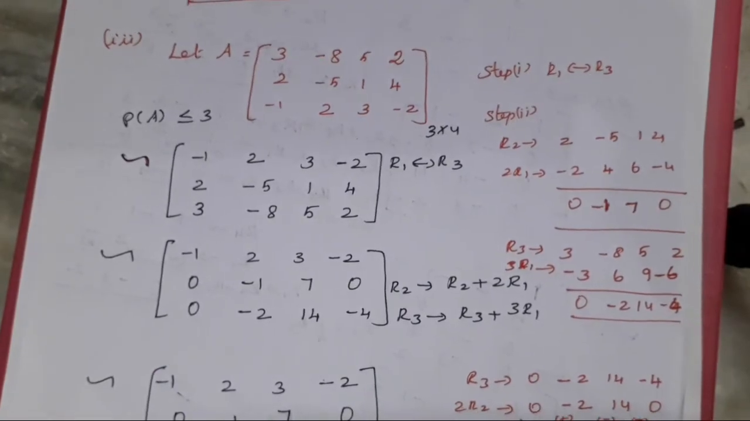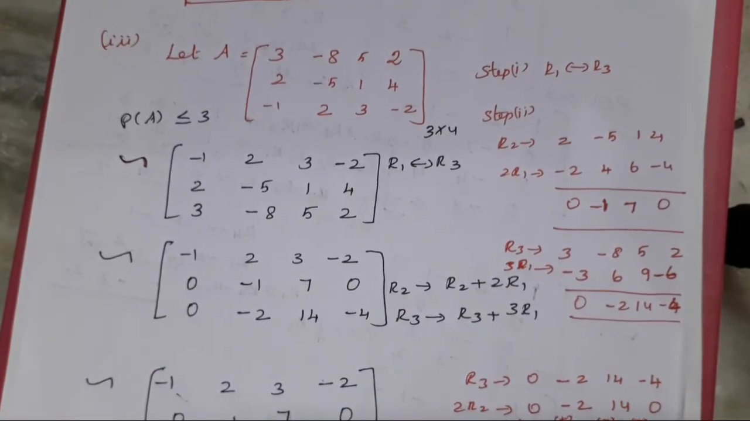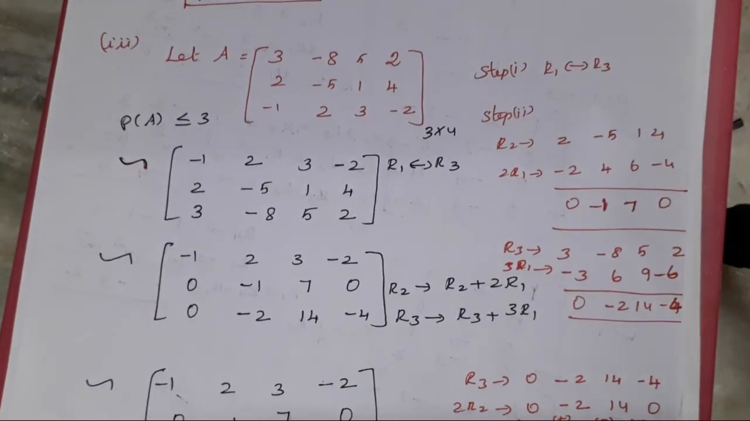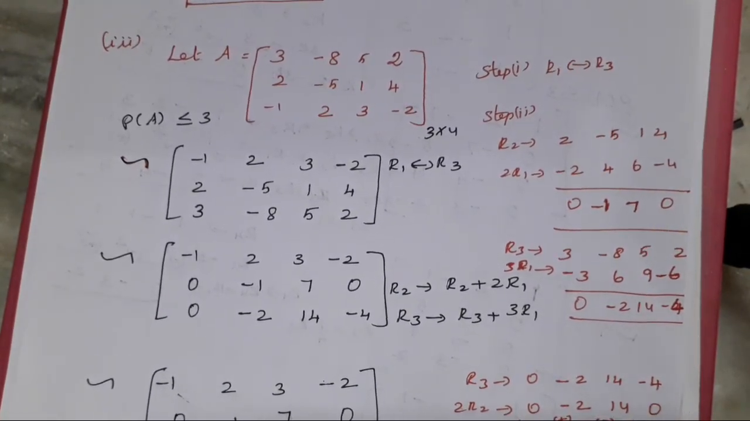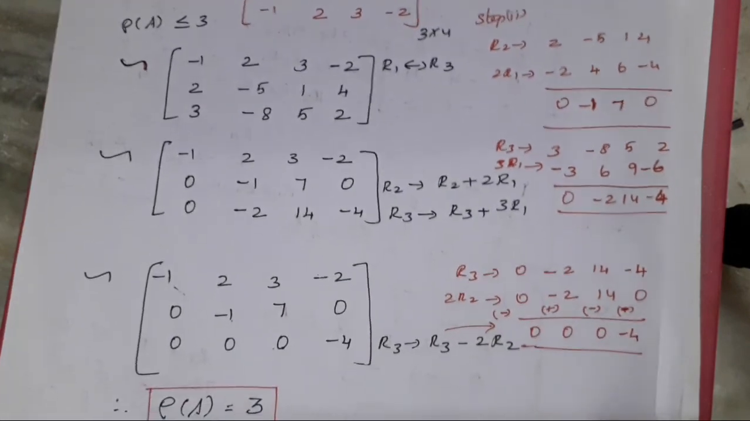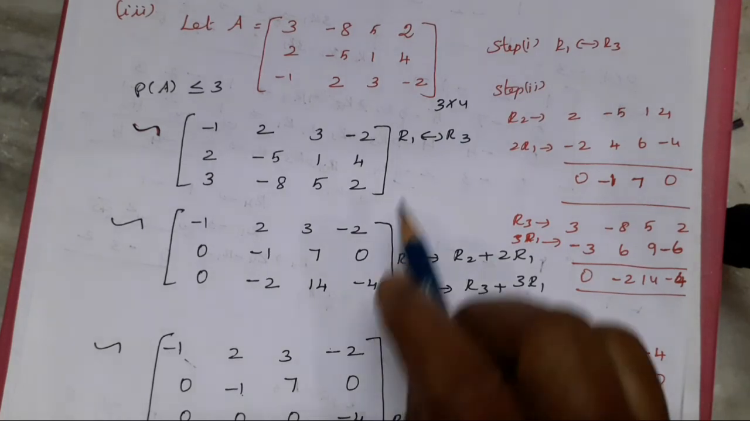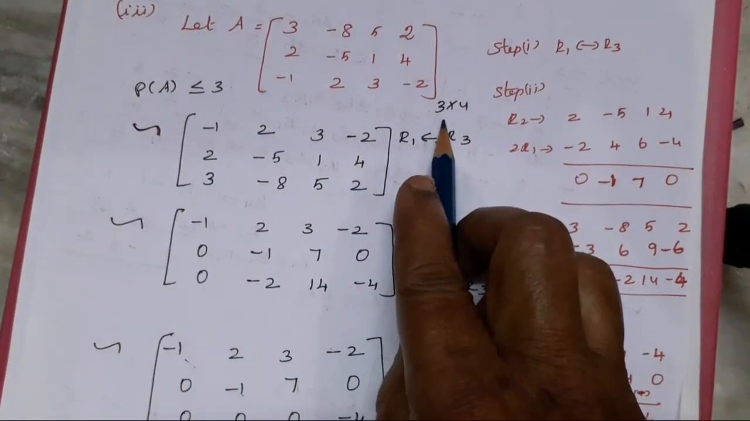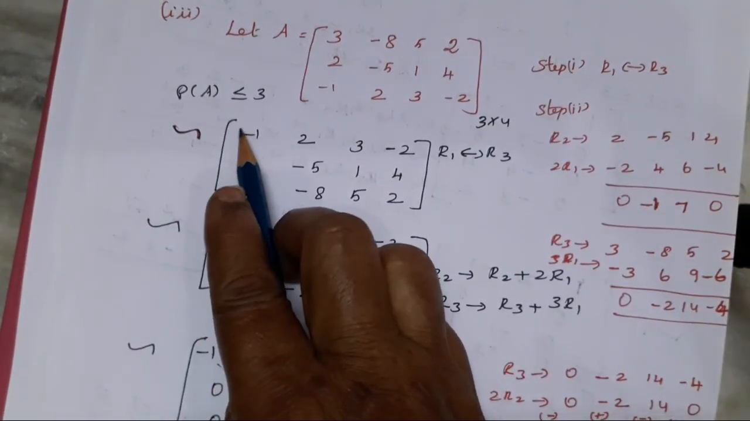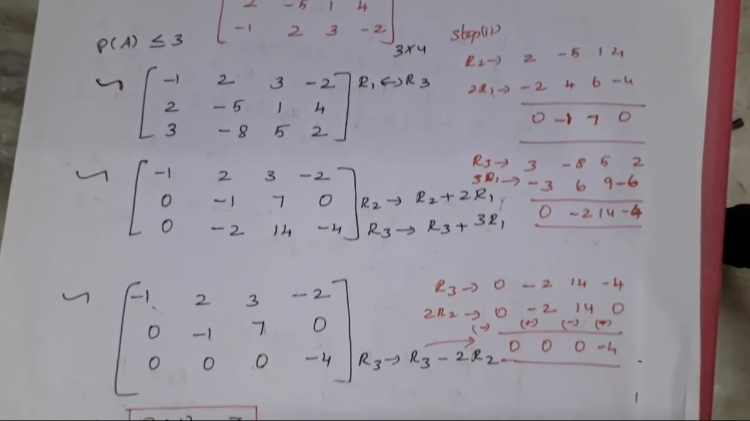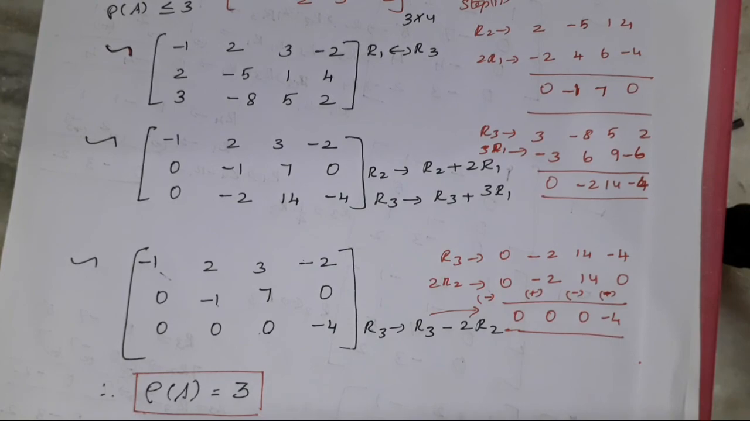Children, for the second part, I do the calculation. Go through the steps. The time is over. Final rank is what? Rank of A is 3. How many rows? 3 rows, 4 columns. So the rank is 3, or less than or equal to 3. I continue, I write the steps here. You follow it and do it yourself. Thank you, children.